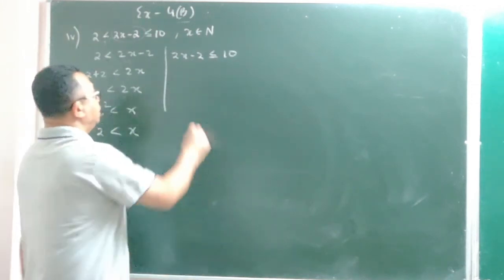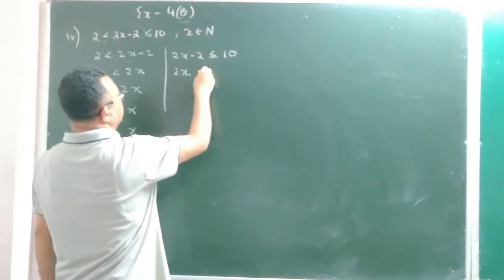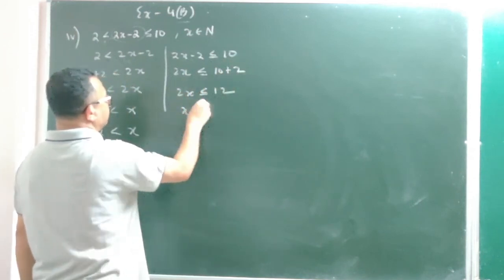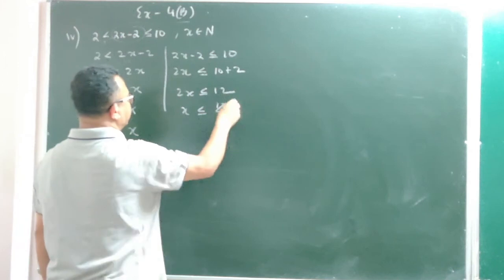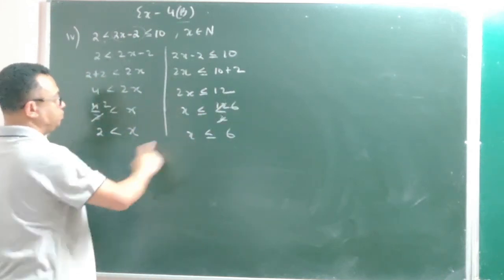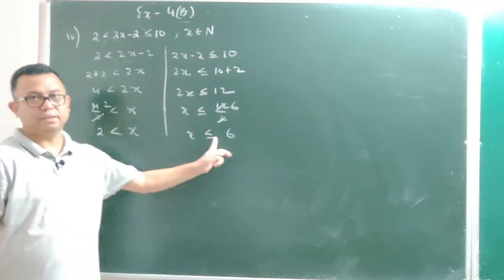Let's solve this side. 2x minus 2, the minus 2 will go there, so it will be 10 plus 2. 2x is less than or equal to 12. x is less than or equal to 12 by 2, which is 6. So x is less than or equal to 6. Now I have to combine these two: x is greater than 2, x is less than or equal to 6.